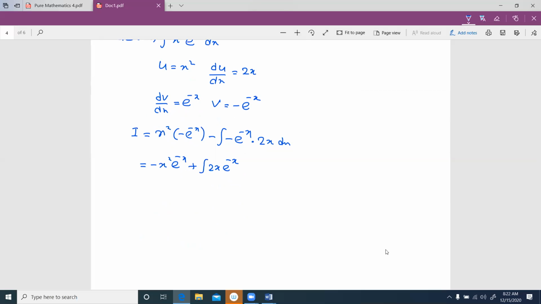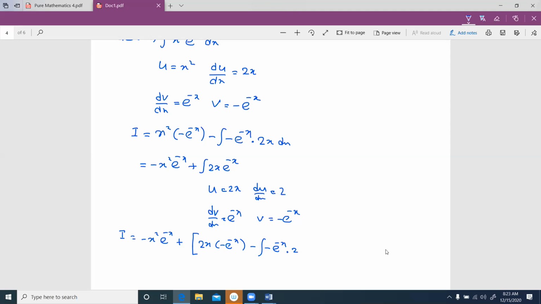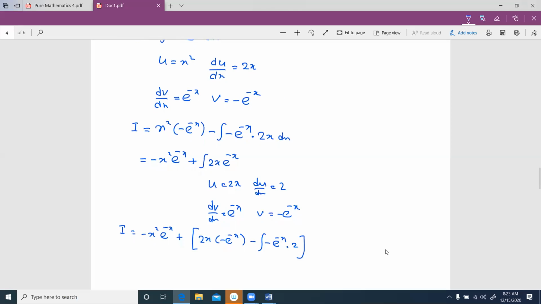Then we will consider here u as 2x, that is du by dx becomes 2, dv by dx is e to the power minus x. Therefore, we get minus e to the power minus x, right? With that, you can say I is equals to minus x squared e to the power minus x plus, if you do this again for this part, again you can put the uv formula. U is 2x, v is minus e to the power minus x, minus integration of v du by dx. Du by dx is 2, right?